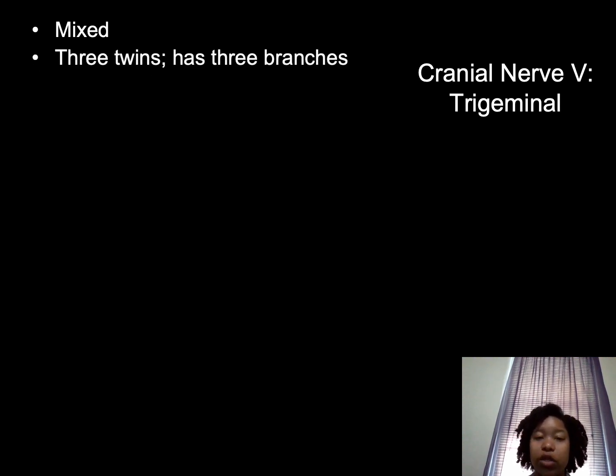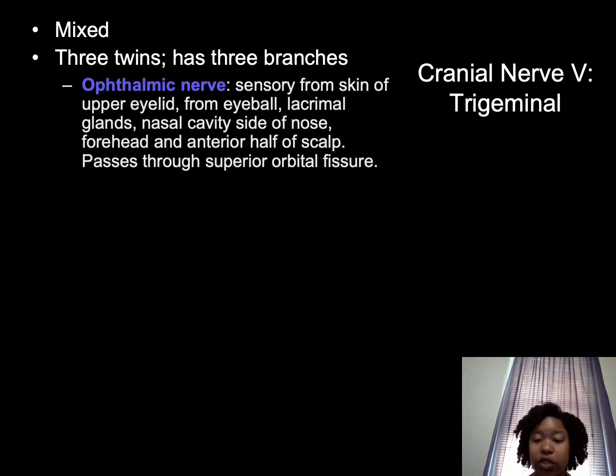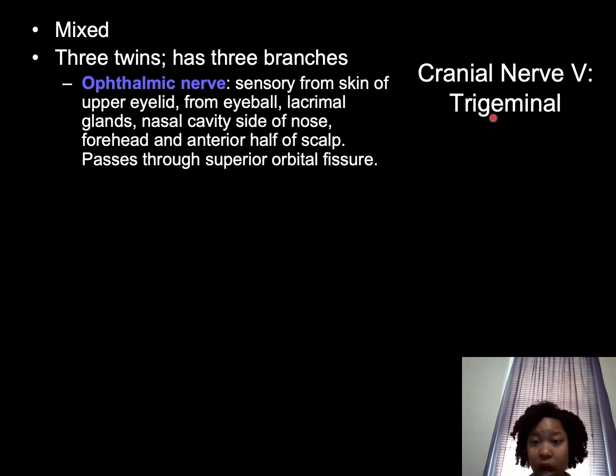It's also called the three twins because it has 3 branches that come off of it. So aka tri, right? The trigeminal nerve has 3 branches that come off of it. The first is the ophthalmic nerve. This has sensory information from the skin of the upper eyelid, from the eyeball, the lacrimal glands, the nasal cavity side of the nose, the forehead, and the anterior half of the scalp. And this all passes through the superior orbital fissure that's present in your skull.